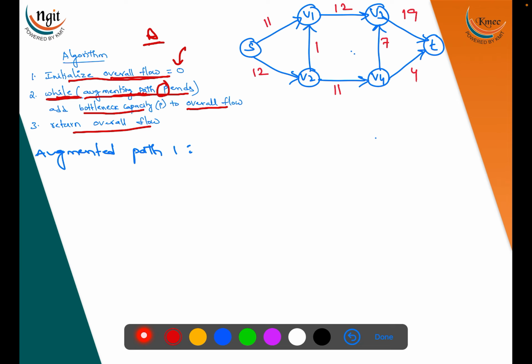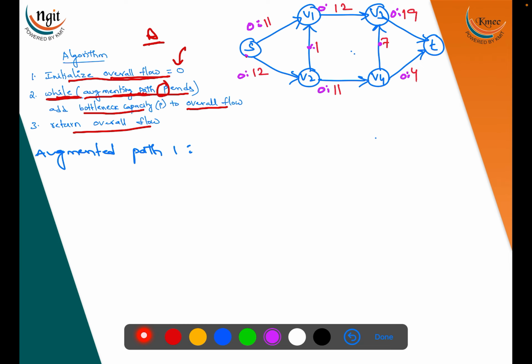The example is this: you have 4 vertices along with a source and a destination, and these are the capacities. Now first of all, find an augmenting path. Initially, to understand, I am putting all zeros for the flow. This is the maximum capacity, and initially the flow is all zeros. So find an augmenting path, which is a path that exists from the source to the destination.